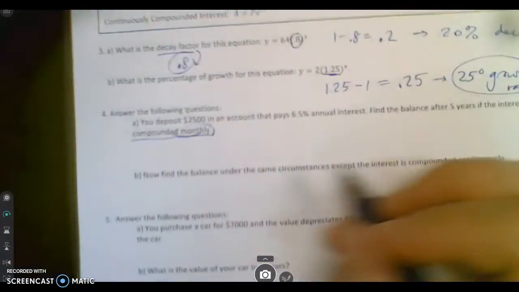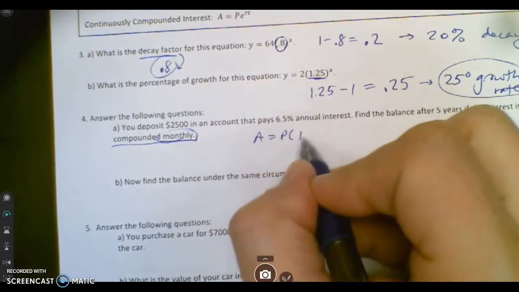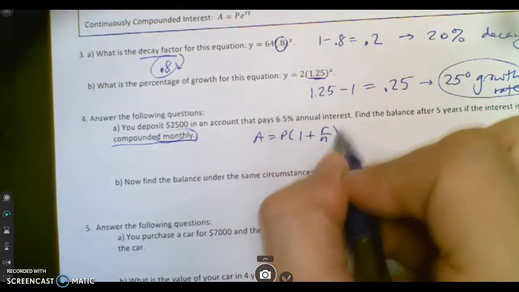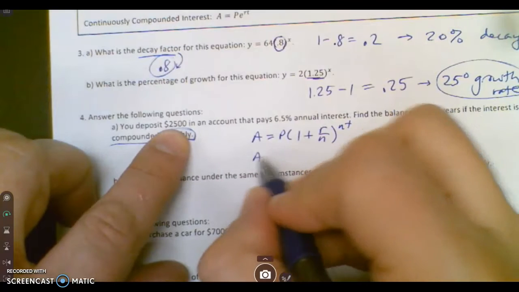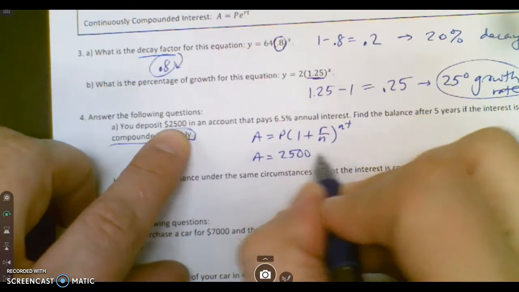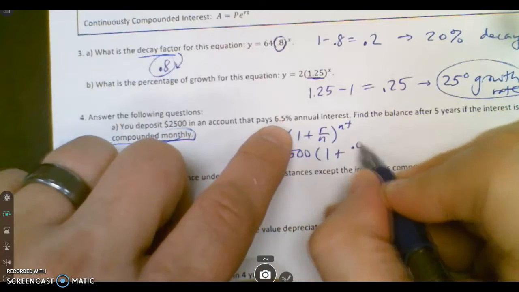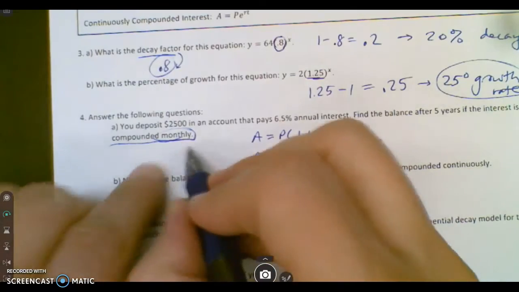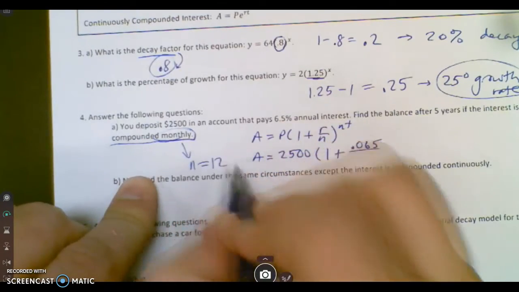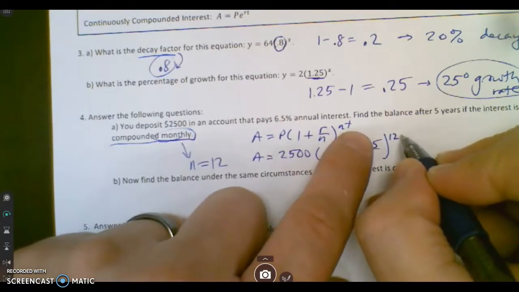So I'm going to use this. So I'm going to use the A equals P times 1 plus r over n to the nt. I just got to plug my numbers in. The principal is the starting amount, which is 2500. The rate is 6.5 annual percent, so 0.065. Don't mess that up. Monthly means your n equals 12. So in both places, here and up here, I'm going to write a 12.